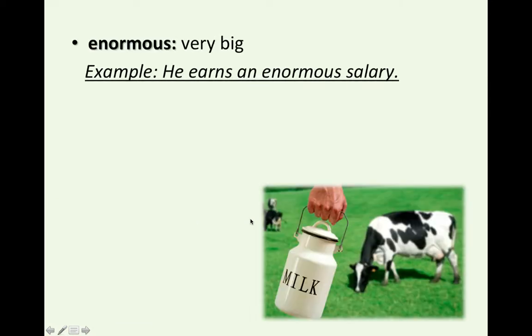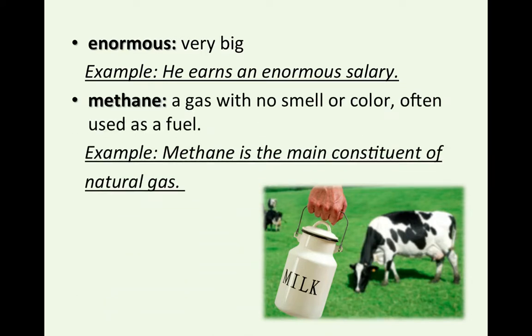And then the last point is about the words you have to learn. The first one is enormous, which means very big. If we use big, it seems that we cannot emphasize the problem, so we can use the word enormous, the longer word, which means a very serious problem. And then methane is a gas with no smell or color, often used as a fuel. Methane in Chinese is 甲烷.